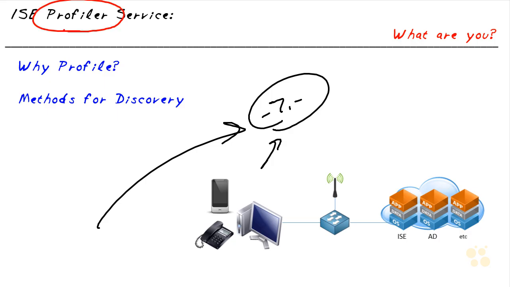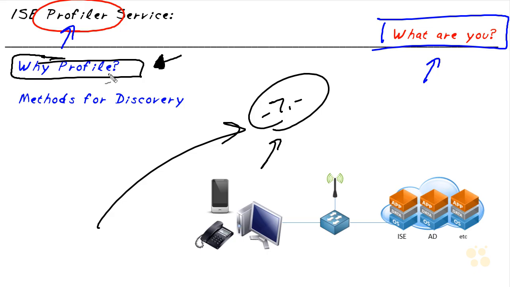So in ICE, one of the features that we have is a profiler service, and it asks the question, not who are you? We're going to do that with authentication, but regarding the system that's connecting to the network, what are you? Are you Windows XP, Windows 7, Windows 8? Are you Macintosh? Are you an iOS device like an iPhone or an iPad? Are you an Android device?